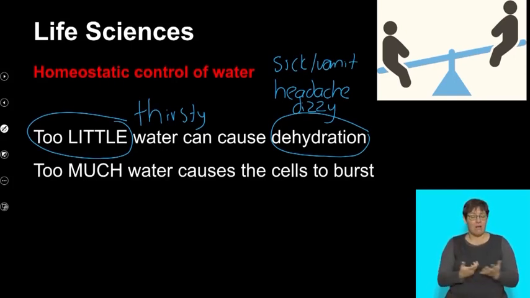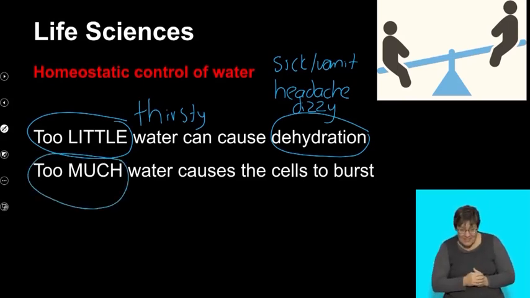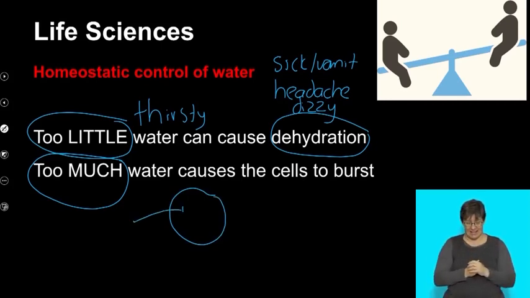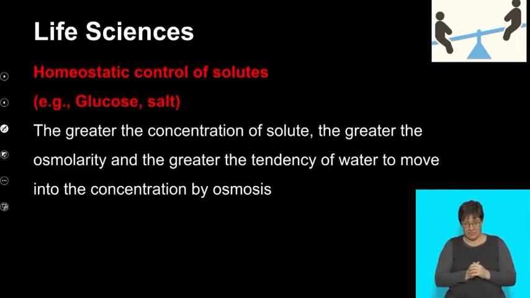And believe it or not, guys, we can actually have too much water. Sometimes the symptoms can be very similar. If we have a look at it, imagine we have an animal cell, and if water moves in, that cell membrane is going to burst, because unlike plant cells, we don't have a cell wall that's going to be able to contain that water. So when we look at our seesaw over there, our balance, it is really important that we don't have too little water and we don't have too much. We've got to get the balance right.